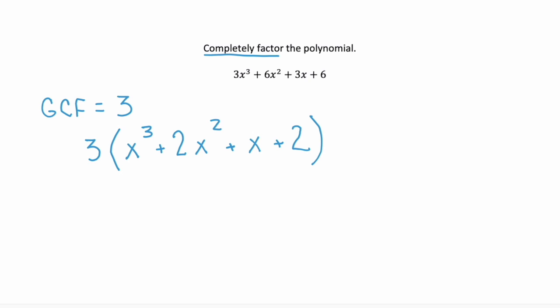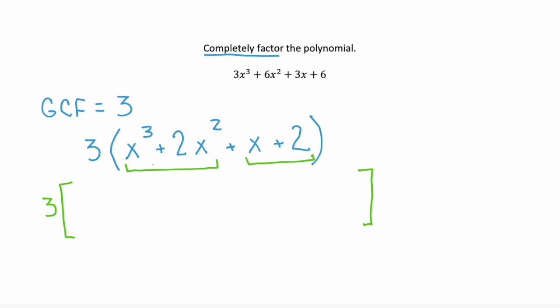And what do you notice about that polynomial we're left with? Correct, it has 4 terms. And remember, when you see 4 terms, those are easiest to factor by grouping. So we'll group the first 2 terms and we'll group the last 2 terms. Don't forget to bring that GCF of 3 down, and I like to put brackets.